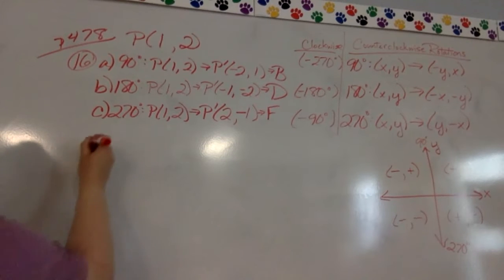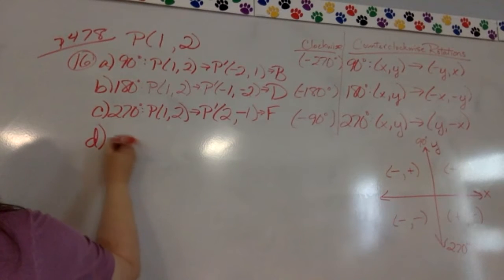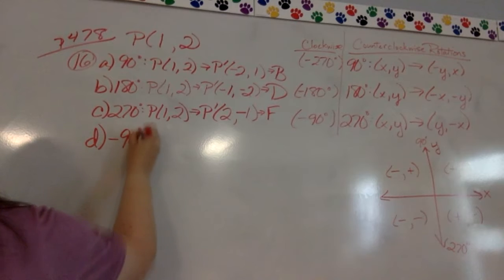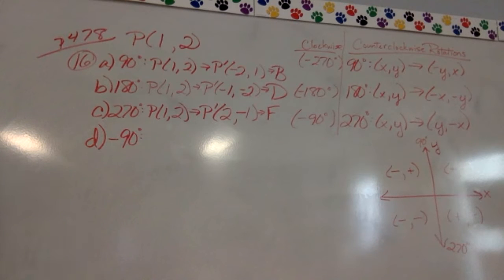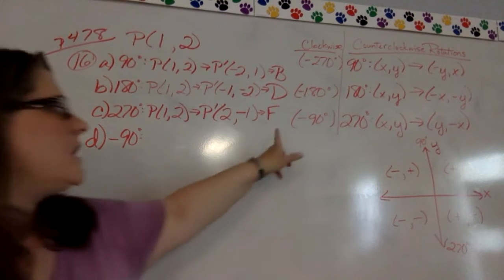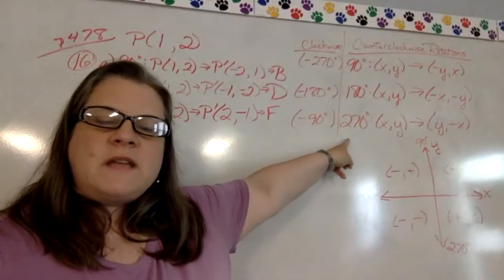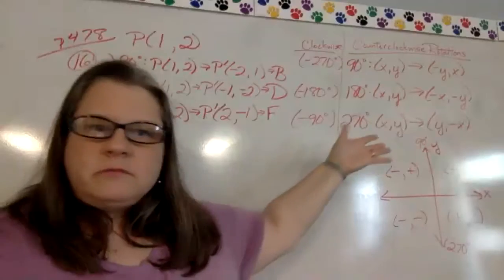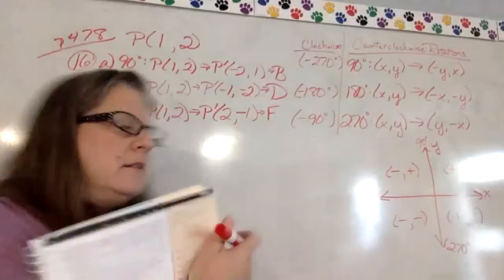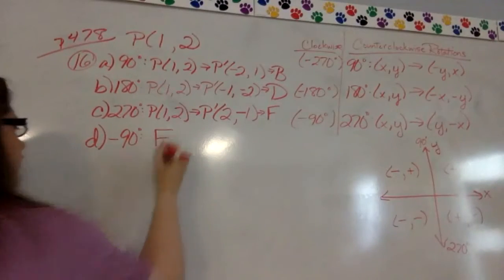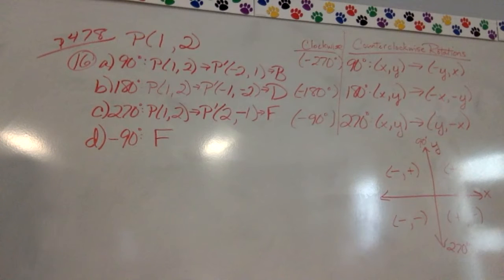Now part D said it was a -90-degree rotation. Okay, -90 degrees, if you look up here, I told you that's the same as what? Positive 270. So do we even need to work it out? No, we just did it. We know it's going to be at point F. Okay, so that was number 16. Okay, we good with that? Yes, no, maybe?